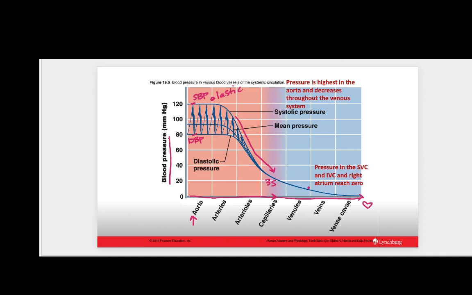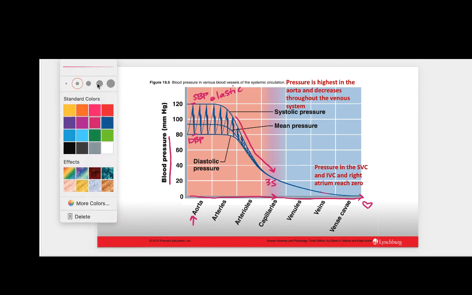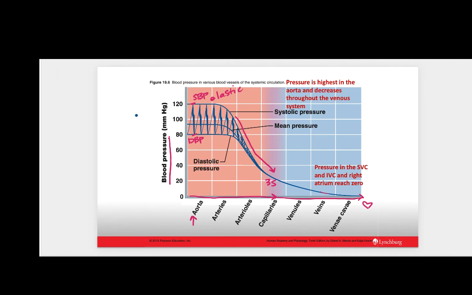And then look what happens on the venous side of things. It actually falls even more. As we travel down the venous side of things, we're at very, very low pressure. So generally we see low pressure on the venous side of things. In fact, to the point where when we get back to the heart, pressure in the right atrium is going to equal 0. There's really no pressure there.